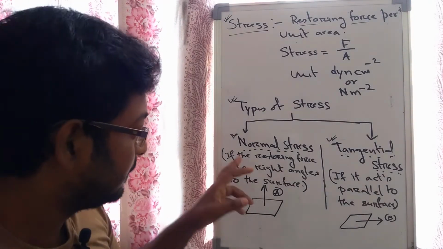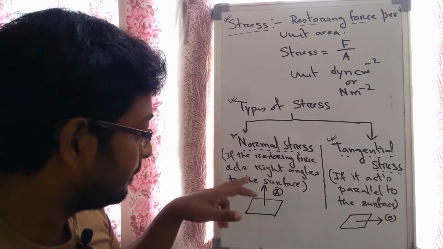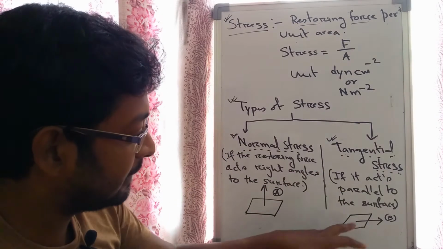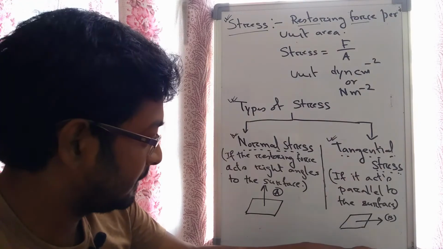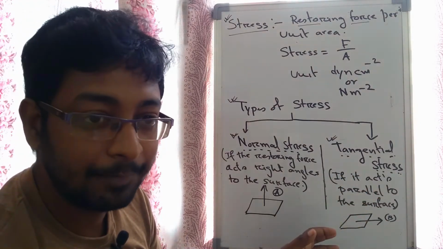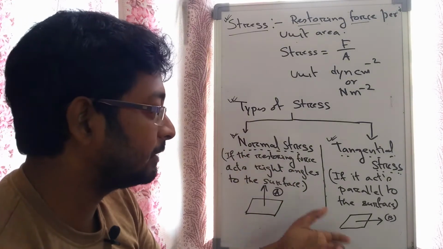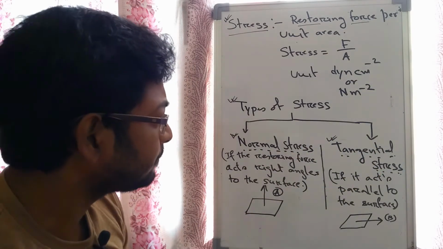Okay, tangential stress. So normal stress means the restoring force acts at right angle to the surface. This is the normal stress. Tangential stress says that the restoring force acts parallel to the surface. So basically it is a restoring force. So in which direction this restoring force acts depends on this direction. We can say which one is normal stress and which one is tangential stress.